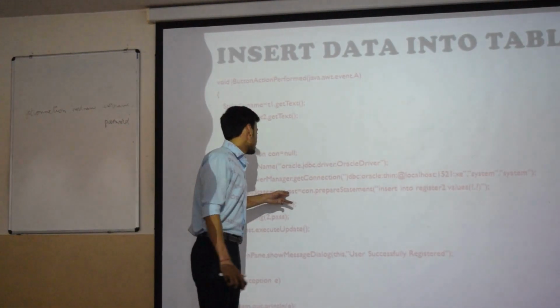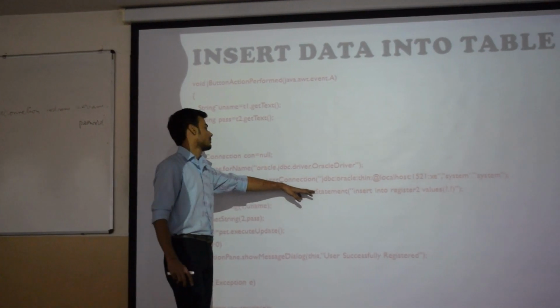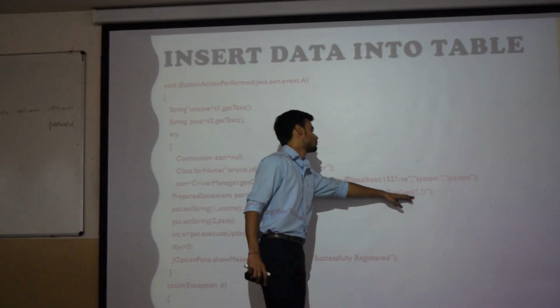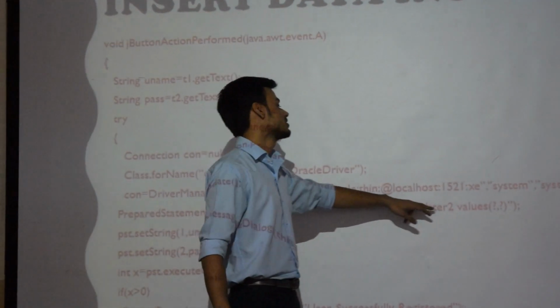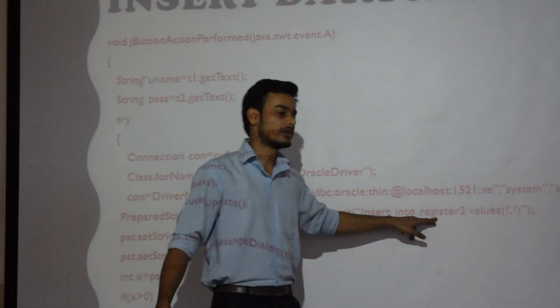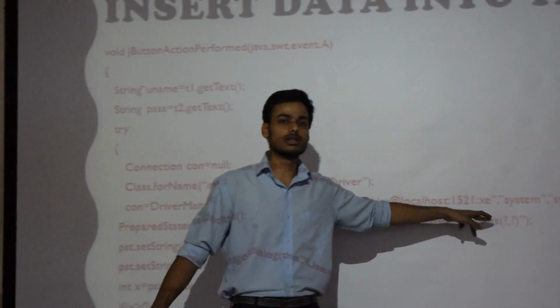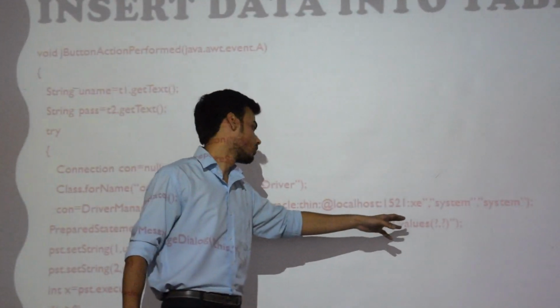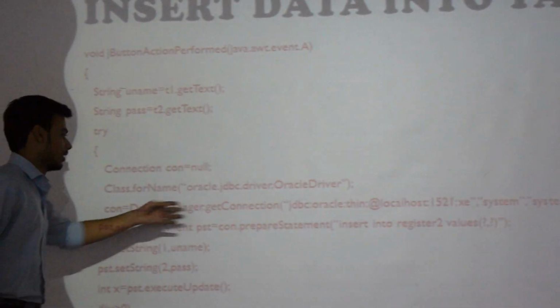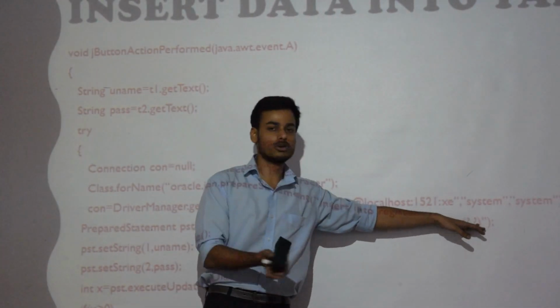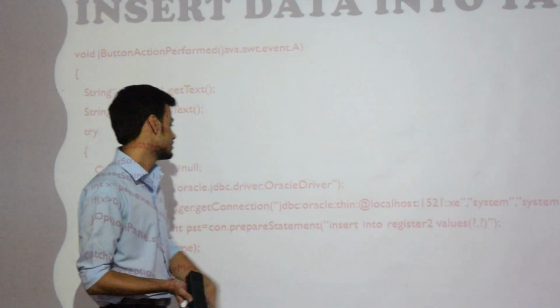Then PreparedStatement pst equals con.prepareStatement, and this is the SQL query which is registered with the name of the table, and we pass the values. These question marks denote the number of columns. These are called placeholders. The number of columns we have, we put the same number of question marks in this.